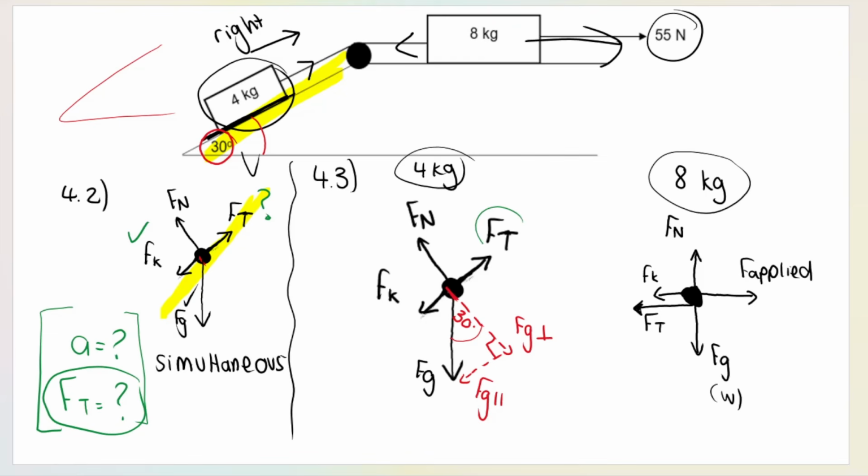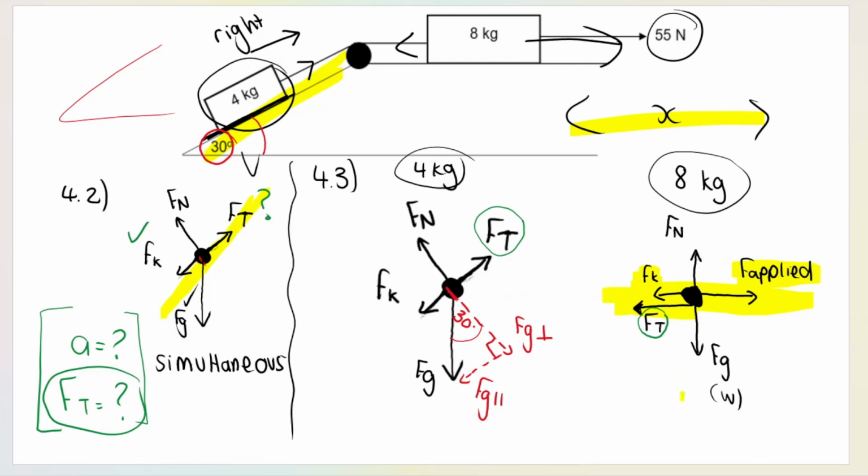Now, what I'm going to do is the following in order to find tension. Tension exists over here and tension exists over here. So this is a big hint that we're going to use simultaneous equations. Let's look at the 8 kilogram block first. Because I'm looking for tension, and tension is a horizontal force. It's going left, right. It's going in the X direction or along the X axis or horizontally. I need to consider all the forces going in the left, right direction or the X direction. So for the 8 kilogram block, it's F applied, Fk and Ft. All those forces are acting in the X direction.